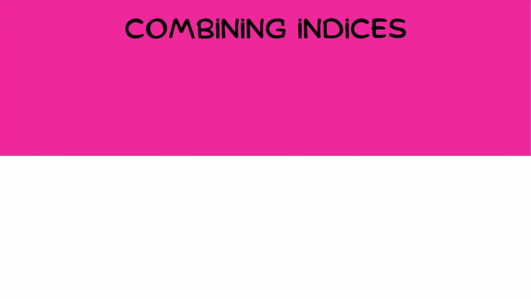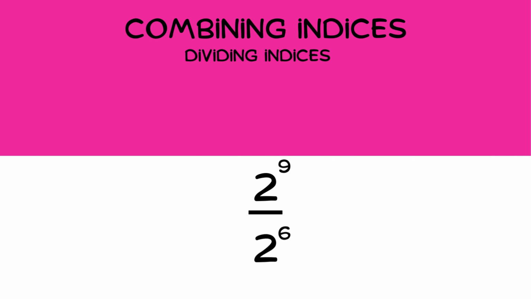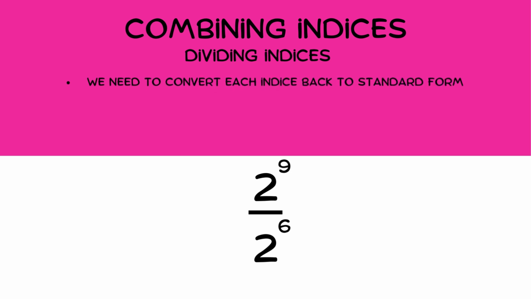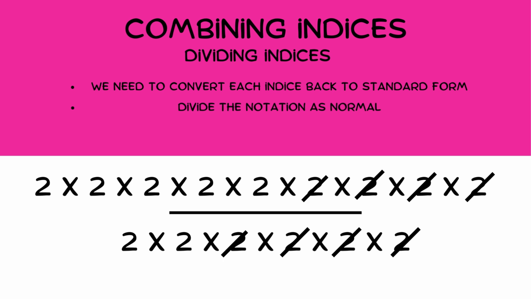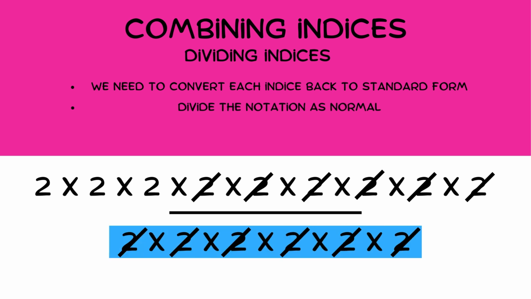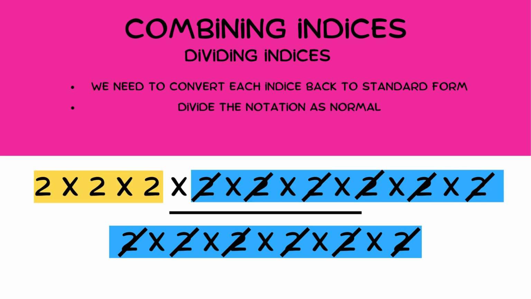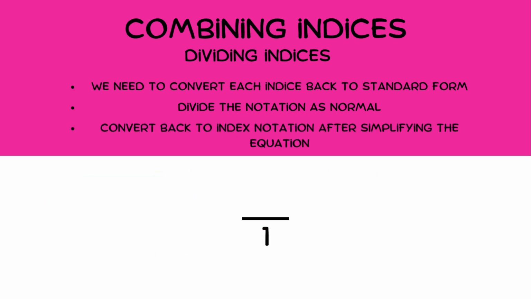What about if we wanted to divide indices, such as 2 to the power of 9 divided by 2 to the power of 6? Well, firstly, we would need to convert this equation back to standard notation, which would look like this. If we were to divide the two numbers, we would effectively be canceling out any 2 in the numerator that corresponds to a 2 in the denominator. In the end, that would leave us with no 2 in the denominator and 3 2s in the numerator. Converting this to index notation would give us 2 to the power of 3, which is simply 8.